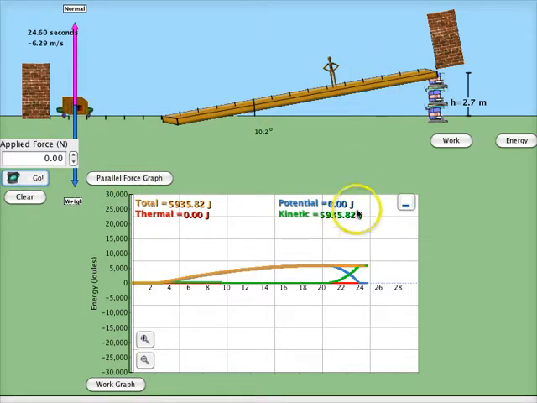And you can see when it reaches the bottom, it's got no potential energy. It's lost all of that potential energy, and it's converted it into kinetic energy. You can see it has exactly the same amount of kinetic energy as it had potential energy at the top. So all of that potential energy was converted into moving or kinetic energy.